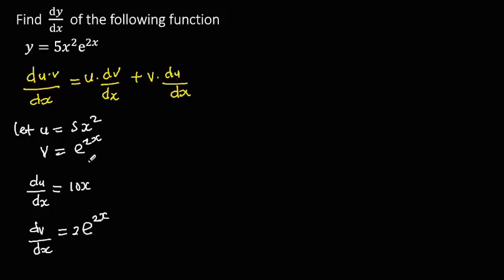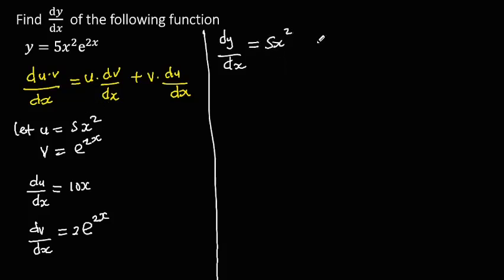After getting these variables, now we can substitute them in the product rule formula to get the derivative of y. Therefore, you get the change in y due to change in x is equal to: you take the u, which is 5x squared, you multiply by dv/dx, dv/dx is 2 exponent 2x, plus you take the v function, exponent 2x, you multiply by the derivative of u, that is du/dx, in this case 10x.